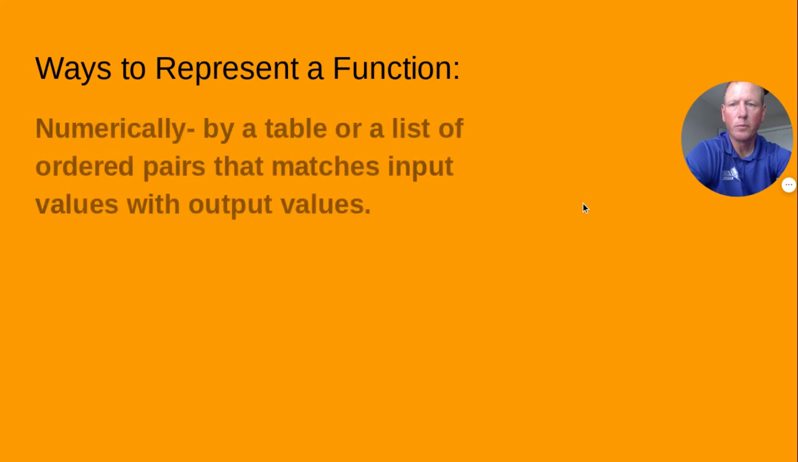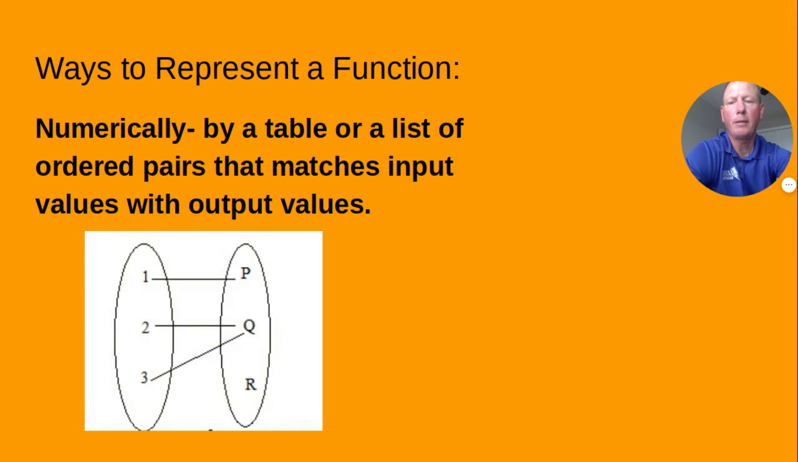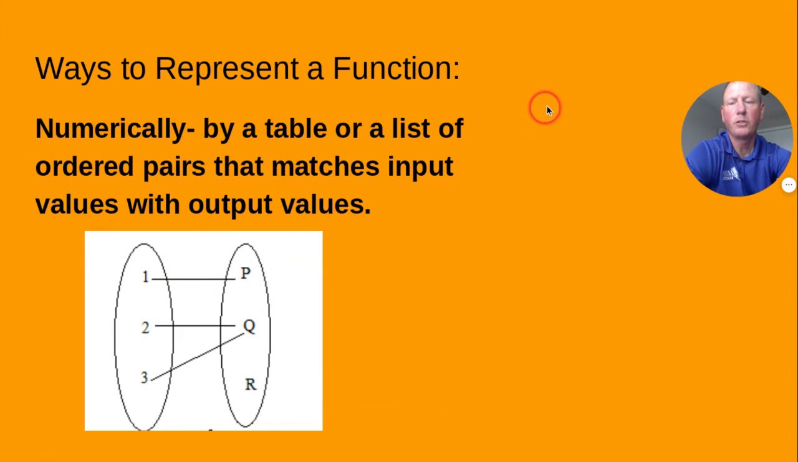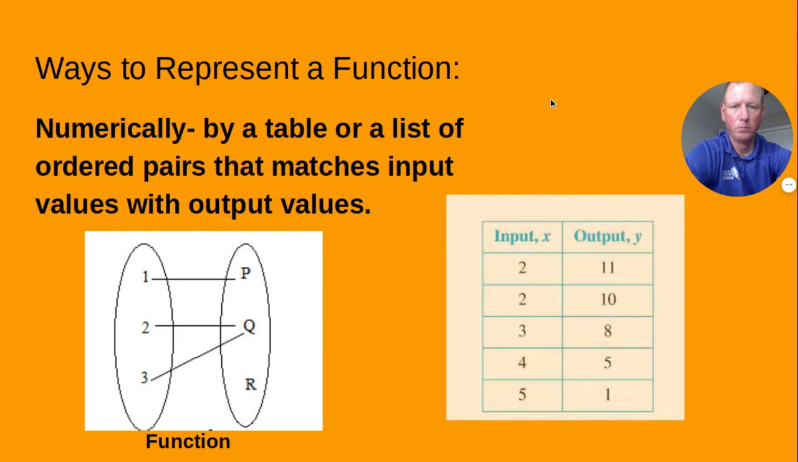The second way would be numerically. That's by a table or a list of ordered pairs. Here we have a mapping. Notice that each element in the domain pairs up with an element in the range. So in this case, this would be considered a function. We have a table. Notice in this one, our input values are 2, 2, 3, 4, and 5. Notice that we have two 2's in the input, so therefore this would not be a function.